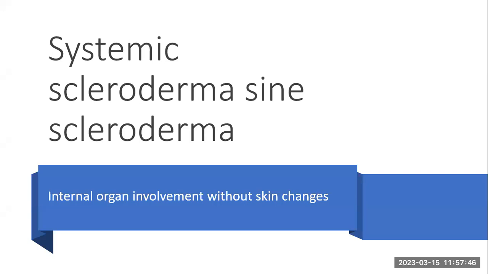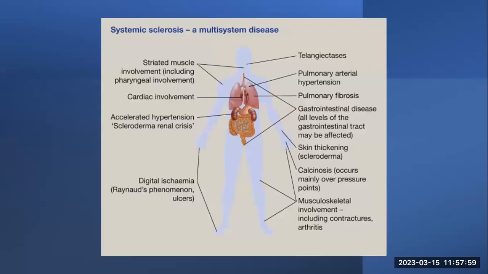Systemic sclerosis sine scleroderma is where you get internal organ involvement due to sclerosis and thickening without any obvious skin changes, and it's quite rare. Okay, so I'm not going into detail about the multi-system involvement. As I have already mentioned, pulmonary, cardiac, and GI involvement are common, in addition to the musculoskeletal and cutaneous manifestations. And we all have heard about the scleroderma renal crisis.